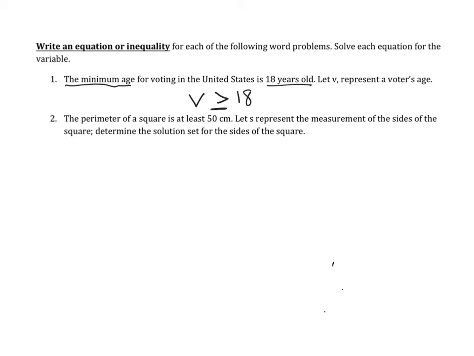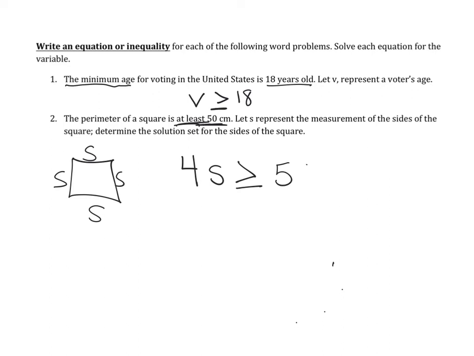Okay, this next one says the perimeter of a square is at least, there's that word "at least," that means it's an inequality again, 50 centimeters. Let S represent the measurement of the sides of the square. We have to remember that sides of a square are all equal. There are 4 sides, so think about your square: S, S, S, S. S plus S plus S plus S gives me 4s, and it says at least 50, so that's going to be the greater than or equal to sign again with a 50.